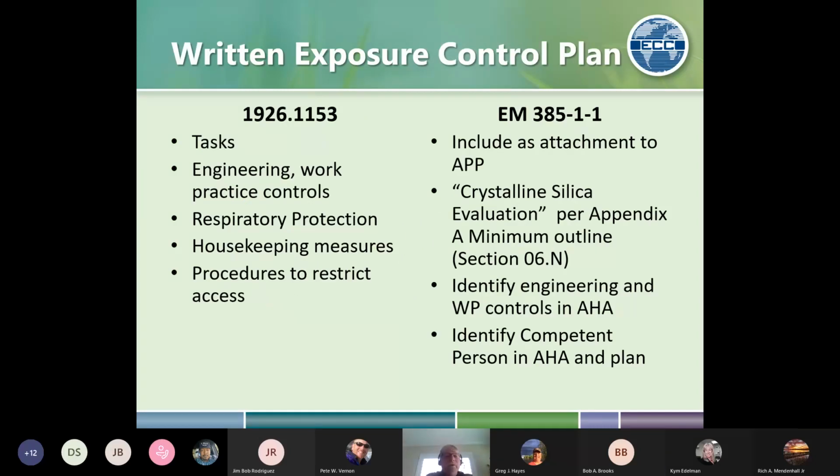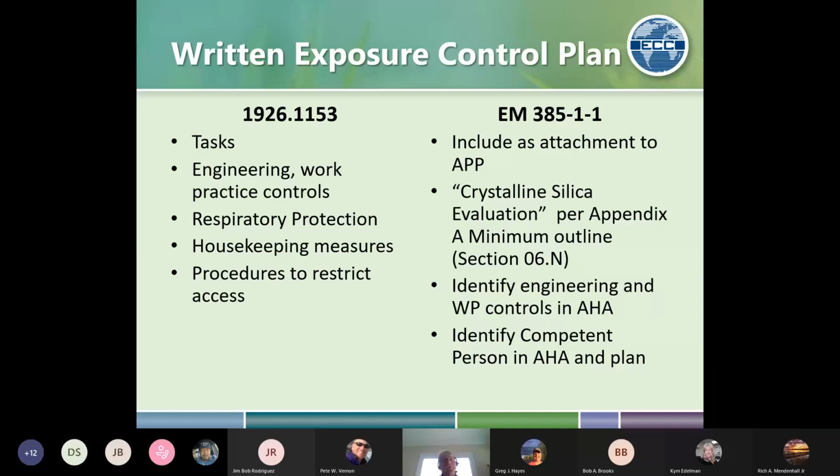We mentioned the written exposure control plan, and on the left you'll see what's required under the OSHA standard for a written exposure control plan. And on the right, I just included what's required by EM 385-1-1. So I think the challenge is to sort of work them both into one plan. You don't need two plans, but you have to make sure you cover what's in the OSHA requirement for compliance and what's in the EM 385 for your contractual requirements.